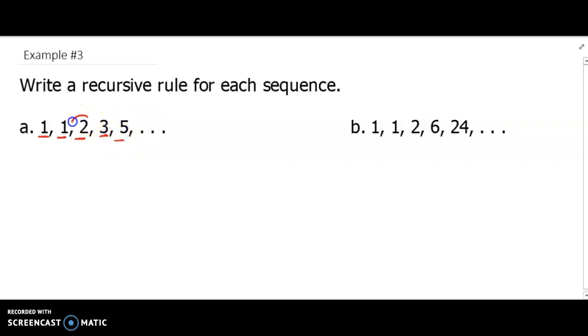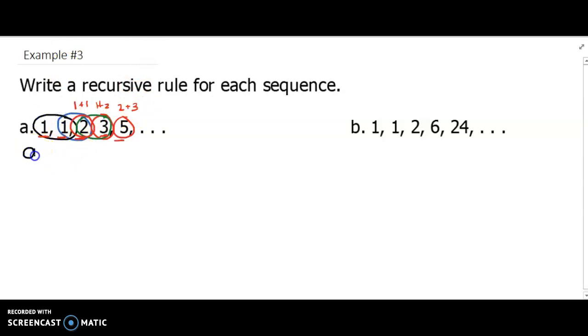But if I notice, 2 is just 1 plus 1. 3 is 1 plus 2. 5 is 2 plus 3. So to get 5, I'm adding the 2 terms before. To get 3, I'm adding the 2 terms before. And to get 2, I'm adding the first 2 terms.